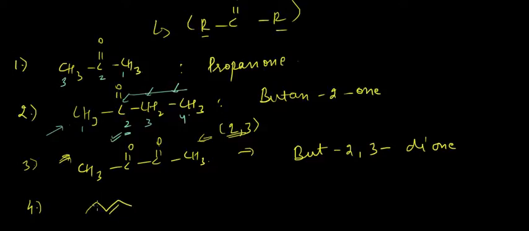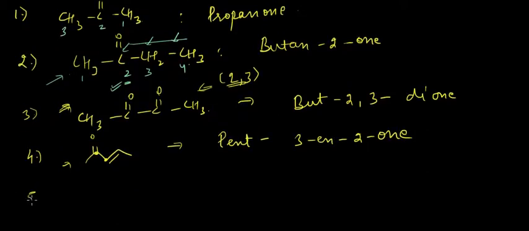Let's see this compound. According to the priority rule, we give first priority to the ketone functional group, then the alkene functional group, hence the numbering would be from this carbon atom. We find the double bond O group at position number 2, and at 3 we find the alkene group. The total number of carbon atoms in this compound is 5, so the IUPAC name would be pent-3-en-2-one.